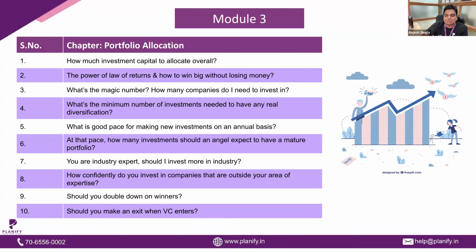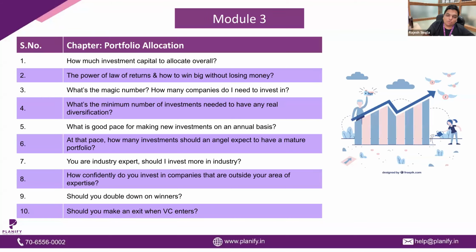Now, what's the magic number? This becomes very important. How many companies should I invest in? What should be my portfolio allocation, even in that? So let's say you are putting in 25 rupees. Idealistically, what we have seen is that people should invest in at least 20 companies. If you have 20 investments in startups, you have almost a 60% chance that you will get an outlier.